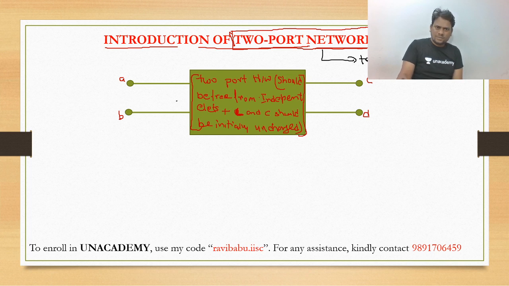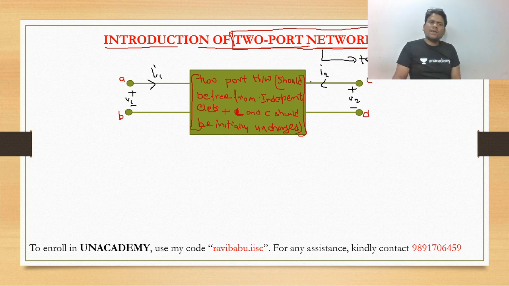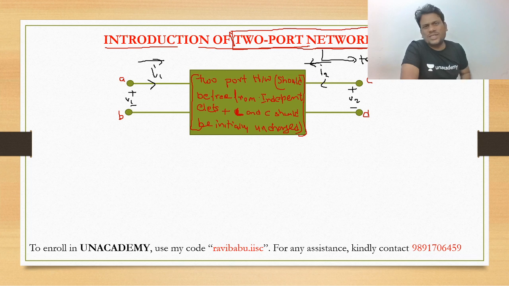Now, I assume that here the current is I1, here the voltage is V1, this voltage is V2, and this current is I2. Now, see, why are we assuming these currents are entering into this system? Now, a question arises here: can we use independent supply here?